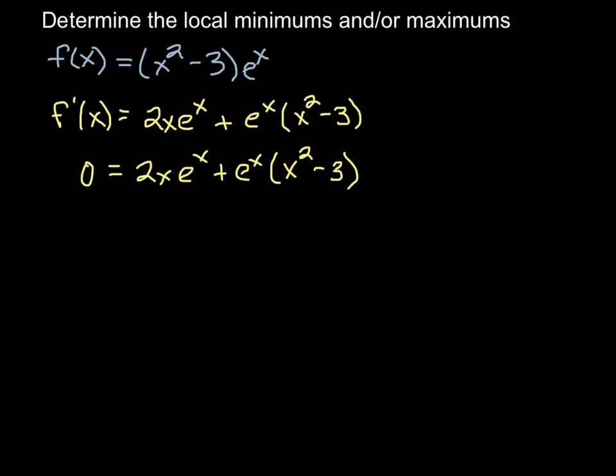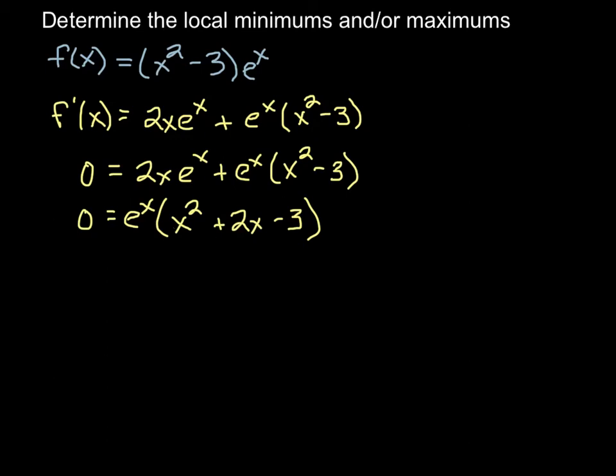Now, the easiest way to set a binomial equal to 0 is to make sure you factor it first. I'm just going to rewrite that right away just because it looks nicer. So instead of 2x plus x squared, I'm going to write x squared plus 2x. Okay, now it's factored. Now we can set both of these equal to 0 and solve for x.